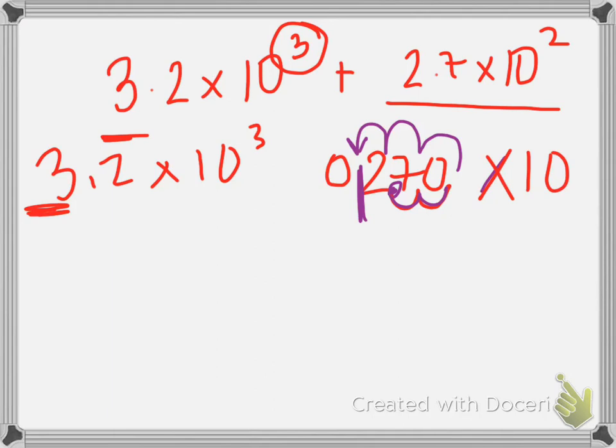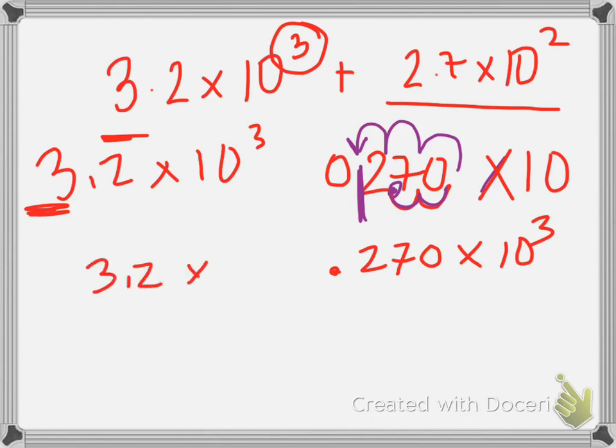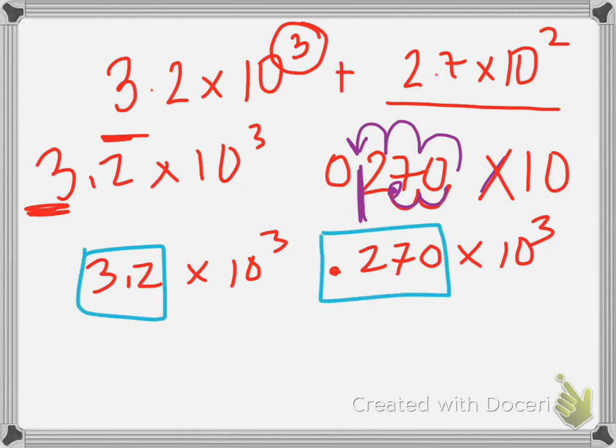So this becomes 0.270 times 10 to the third. So now I just have to add 3.2 and 0.70. So what do I get? 3.470 times 10 to the third. Okay? So the key is that you are making those exponents match, and then you are adding the fronts. And really what you're doing is just shifting the decimal around. You're aligning the decimals.